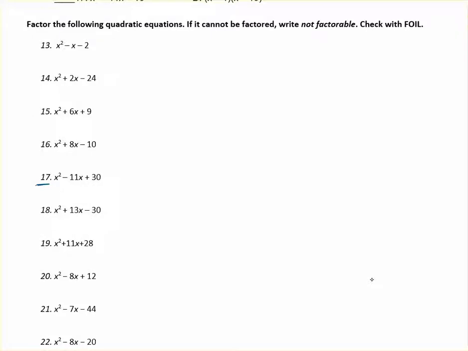So the process again, if there was a number in front of the x squared, we'd be multiplying that times the last term, a times c, but there isn't, so we just have 1 times 30, or 30. So I'm going to look at the factors of 30 that will add up to be the middle term. So we want the factors of the last term. That means what times what equals that number. And we want to know the add-ins that will sum to the middle term.